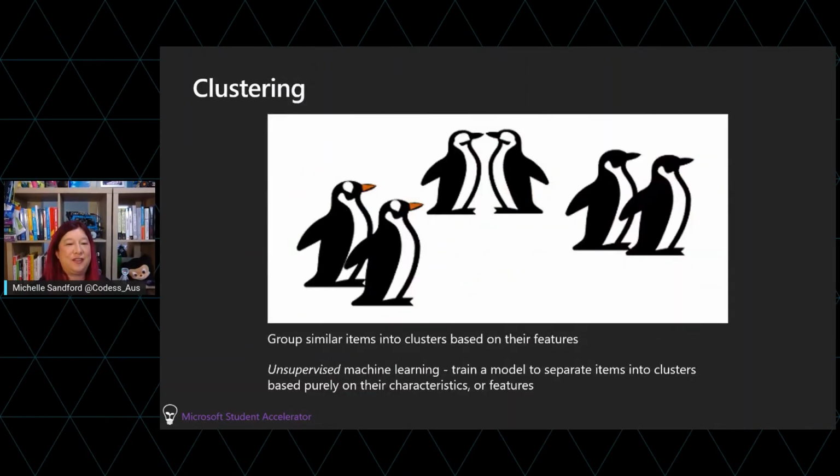Okay, and then the third model is clustering. So this will group similar items into clusters based on their features. So for example, a researcher might take measurements of penguins and then group them based on similarities in their proportions.